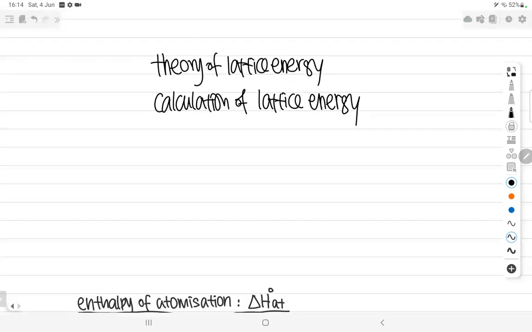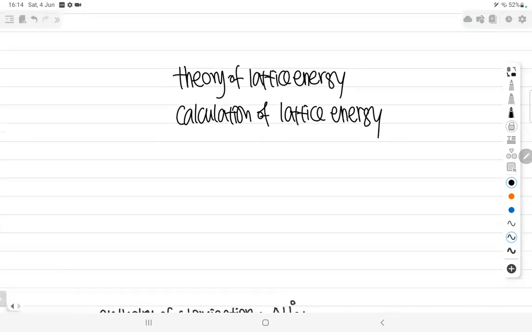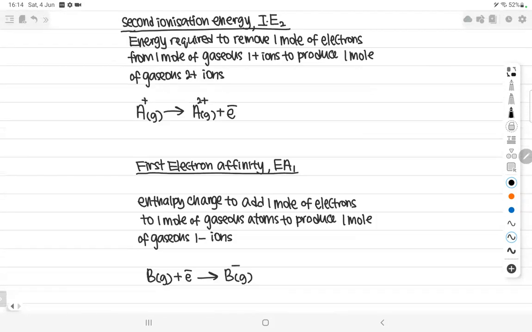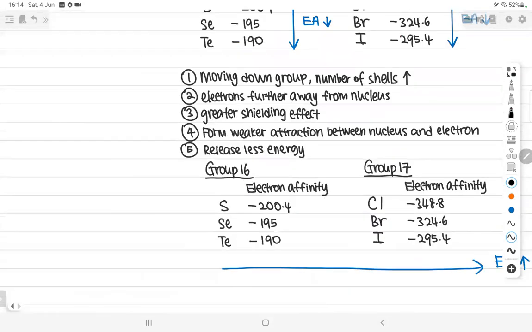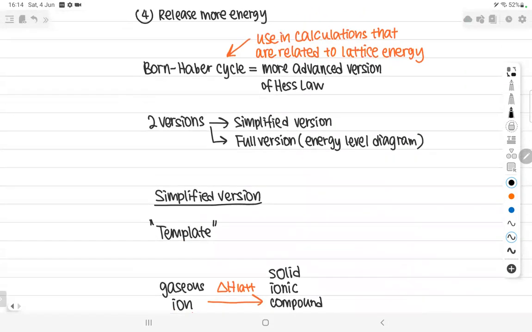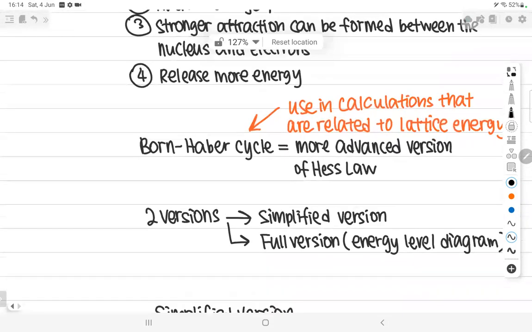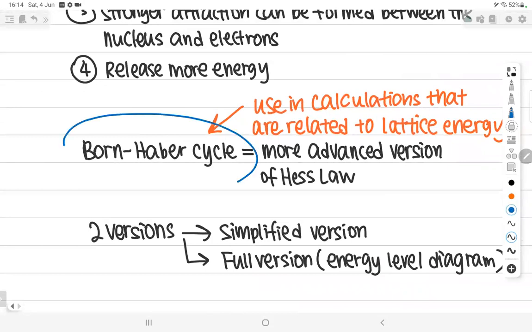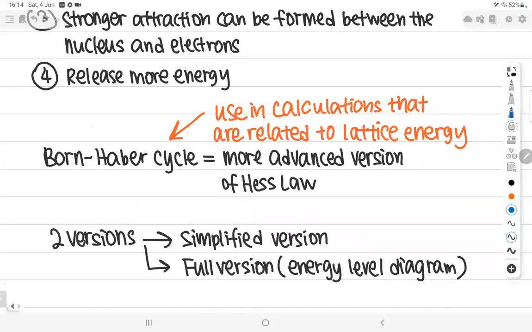If you want to calculate lattice energy, you need to use a special method. This special method is called the Born-Haber cycle. Everyone can look here. The Born-Haber cycle is used in calculations related to lattice energy.